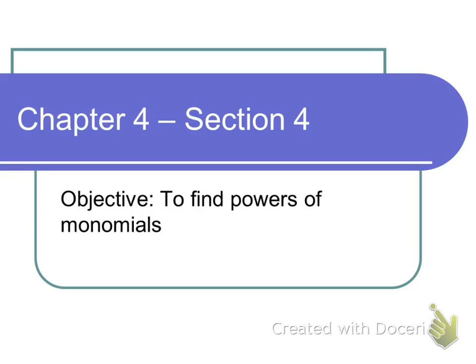All right, today we will at least start section 4.4. Our goal is going to be to find powers of monomials. So taking a monomial and raising it to a power or giving it an exponent.